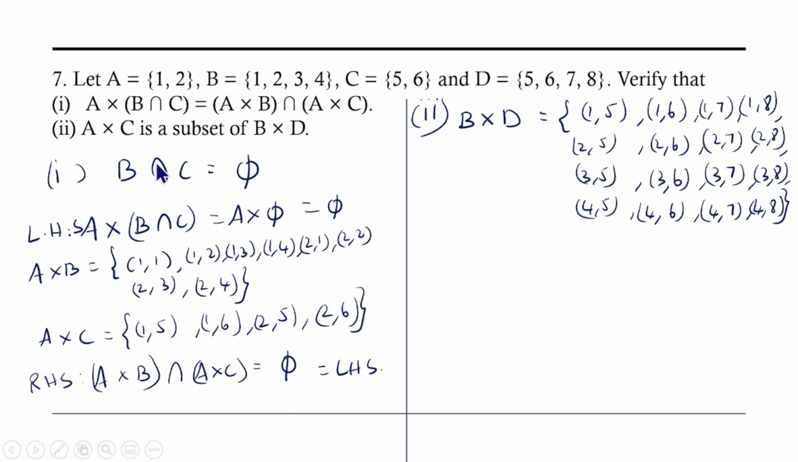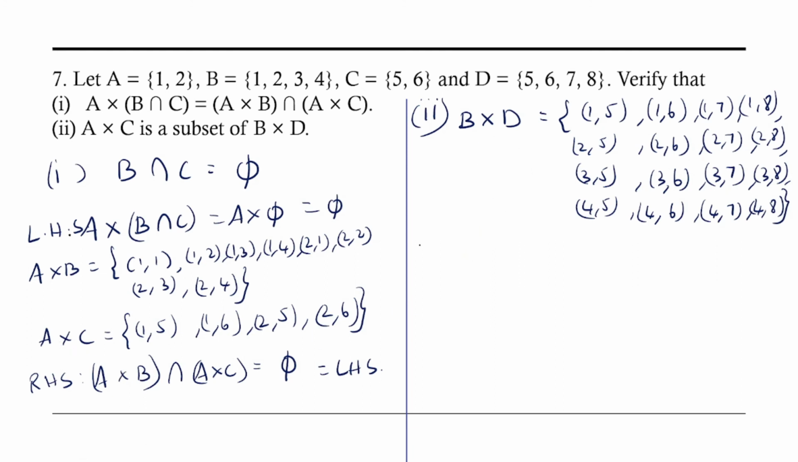Now we have to verify that A cross C is a subset of B cross D. In A cross C we have the elements (1, 5), it is there in B cross D also, then (1, 6) it is there, then (2, 5) is there and (2, 6) it is there. So all the ordered pairs in A cross C are there in B cross D.